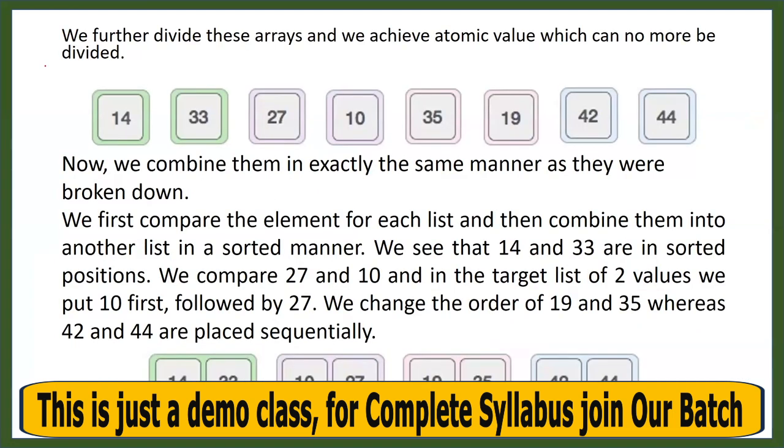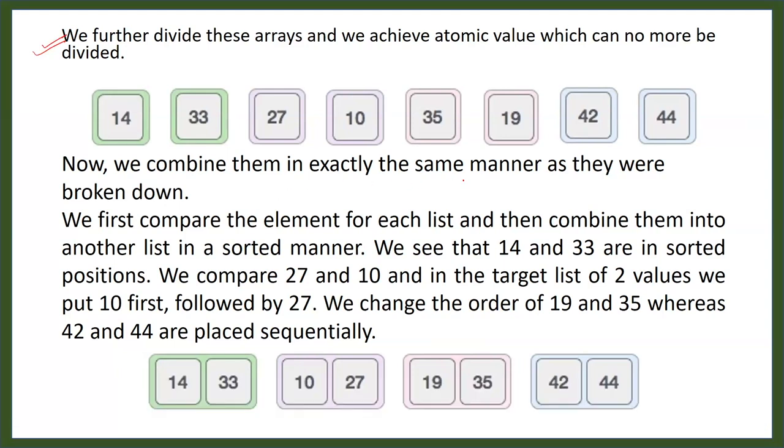We further divide these arrays and we achieve atomic values which can no more be divided. Now we combine them in exactly the same manner as they were broken down. 14 and 33 were divided, so we will arrange 14 and 33. 27 and 10 were divided, so we are going to compare them and arrange them. Then 35 and 19 were divided, so we compare and arrange them. 42 and 4 were divided, so we compare and arrange them.